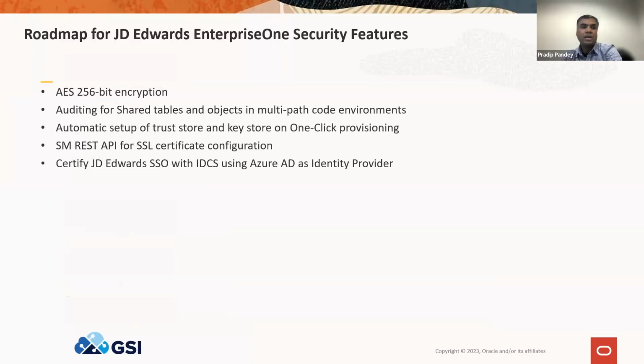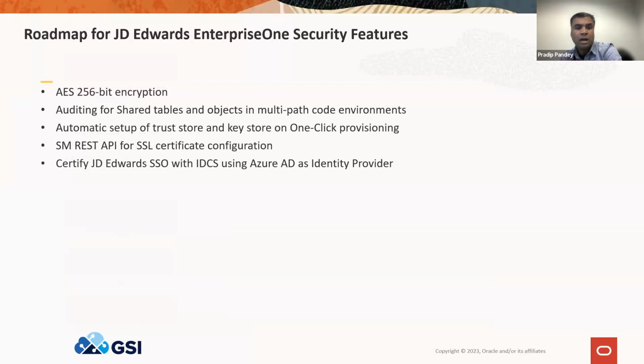Next slide. Roadmap for JD Edwards. So we are looking into AES 256-bit encryption. Right now, we are using AES 128-bit encryption. We are just wrapping up auditing of shared tables and objects in multi-path code environments.